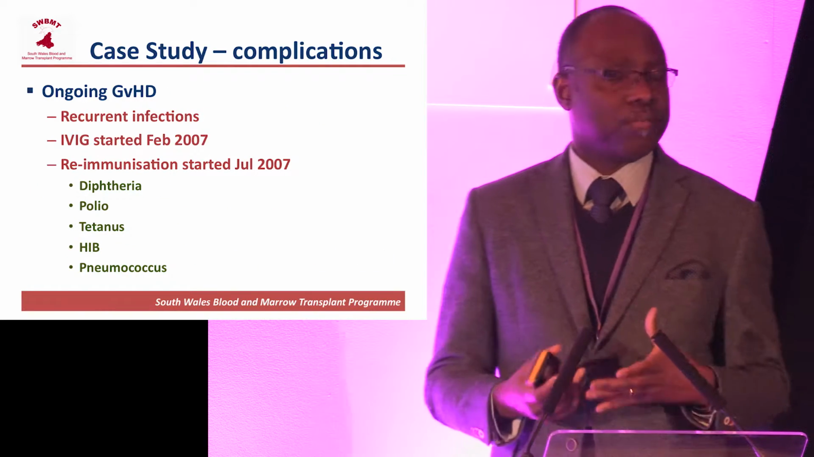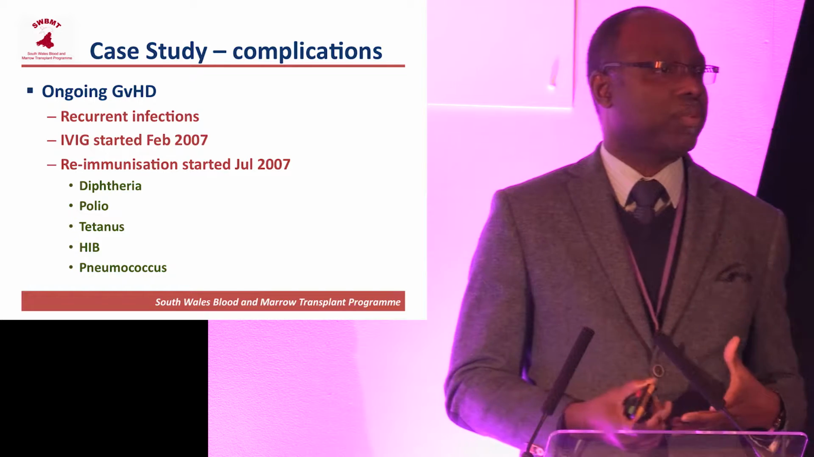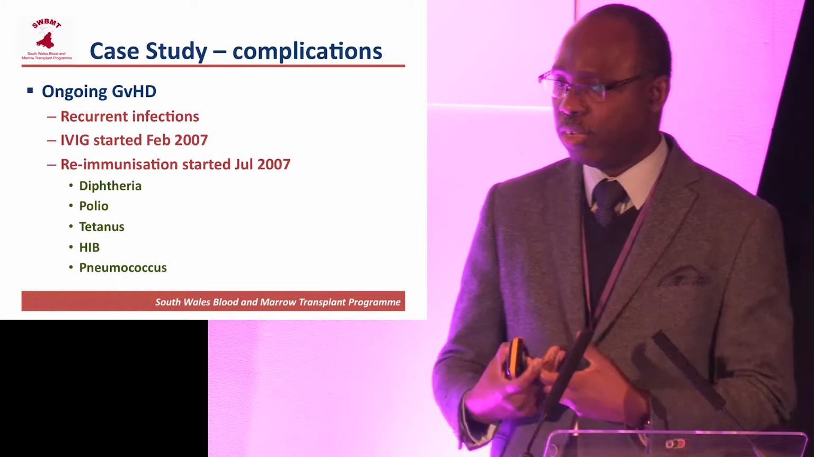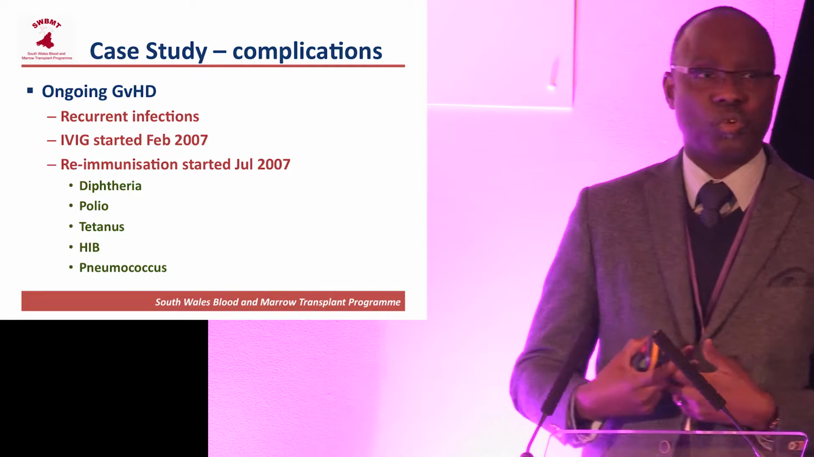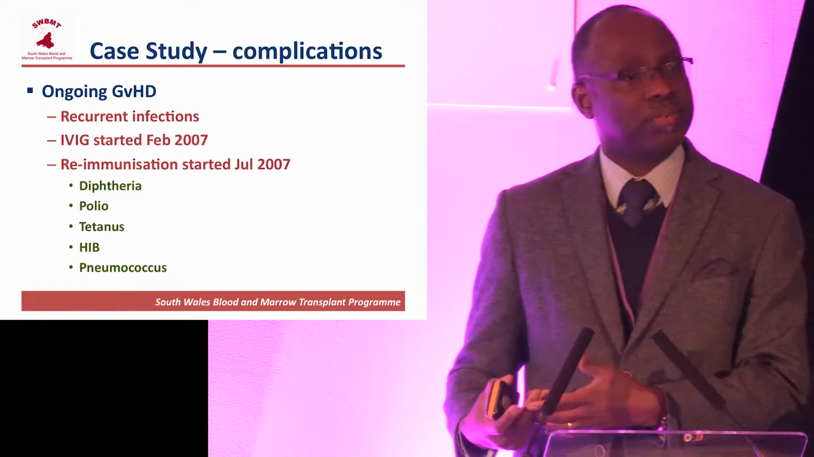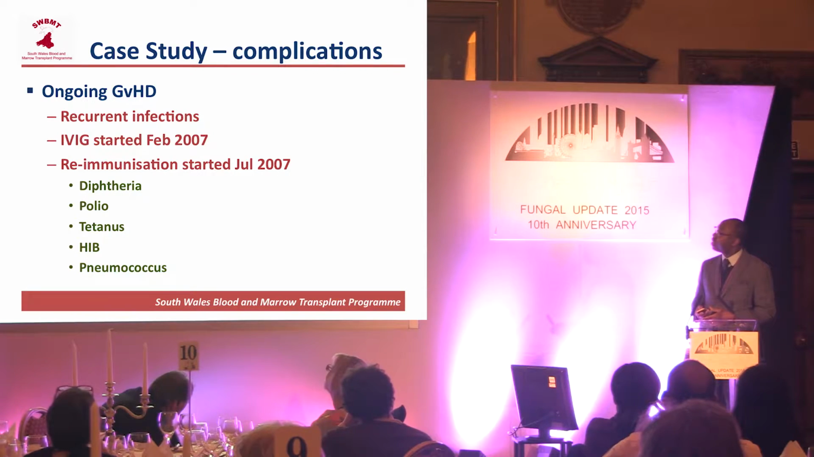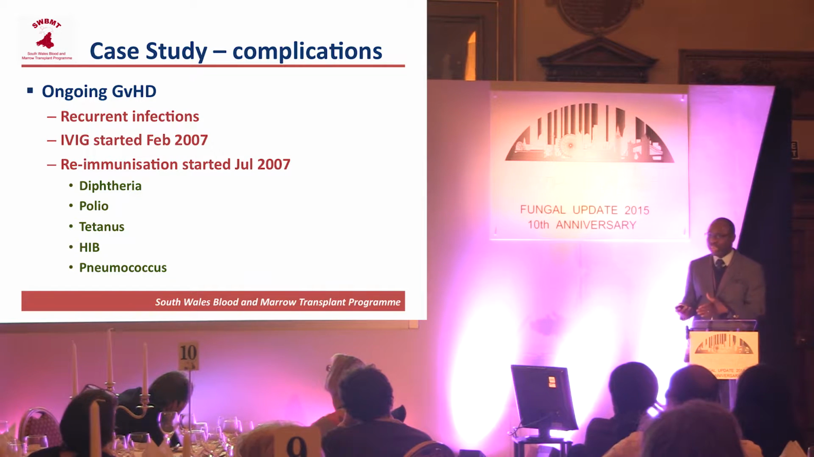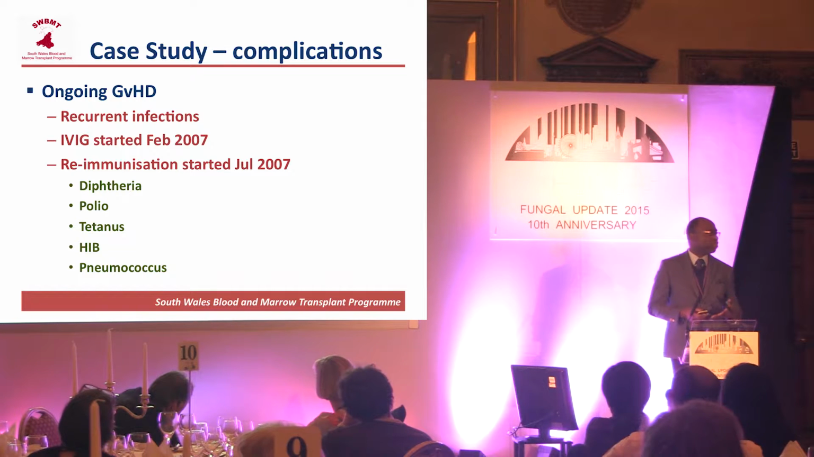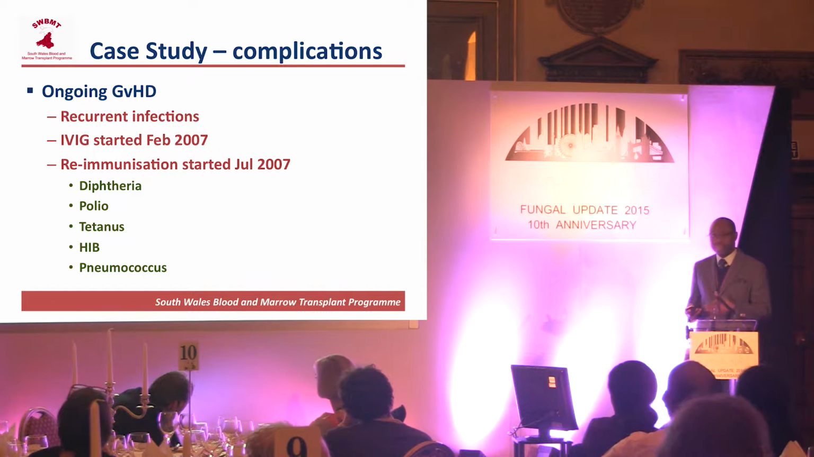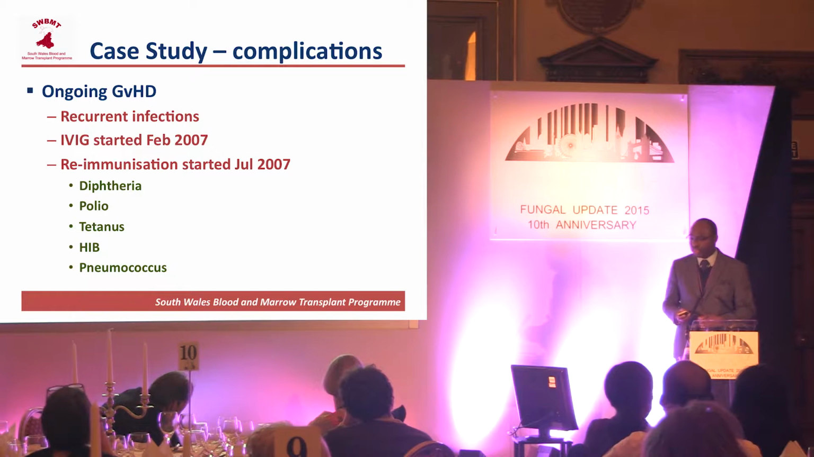Now, graft-versus-host disease is itself an immunosuppressive condition, given that it is the immune system of the donor acting against host tissue, and it's treated with immunosuppressive agents, so you're almost compounding the immunosuppressive nature. And unsurprisingly, he experienced recurrent infections. At that time, he was being readmitted to hospital roughly on a monthly basis, so we added in intravenous immunoglobulin, and that brought the admissions down to roughly two or three times a year.